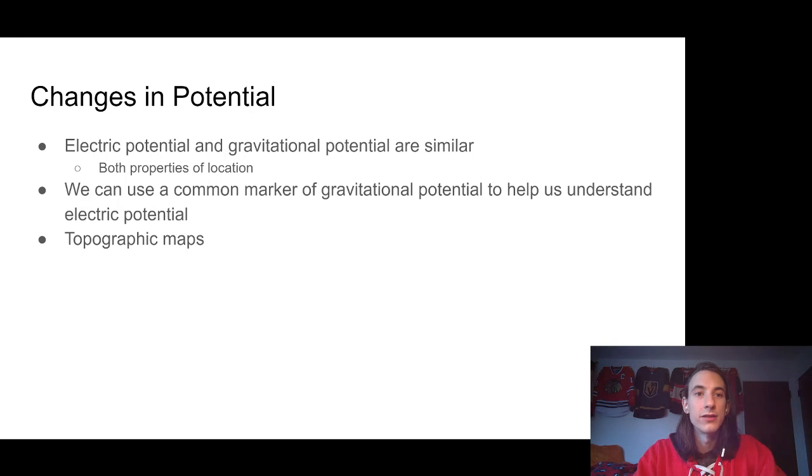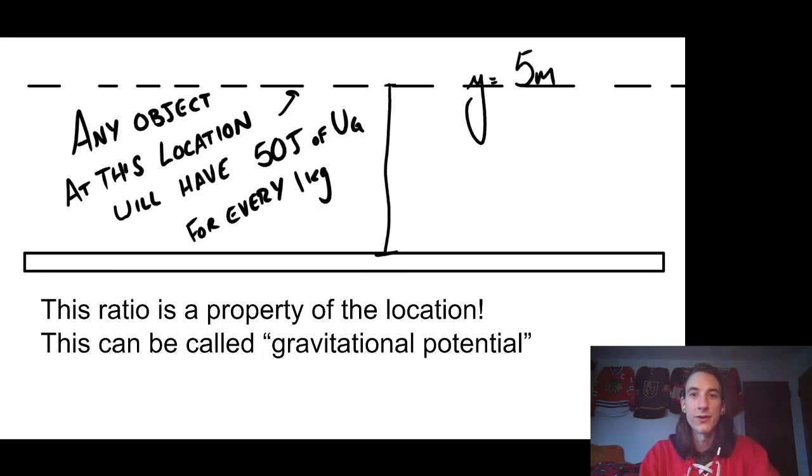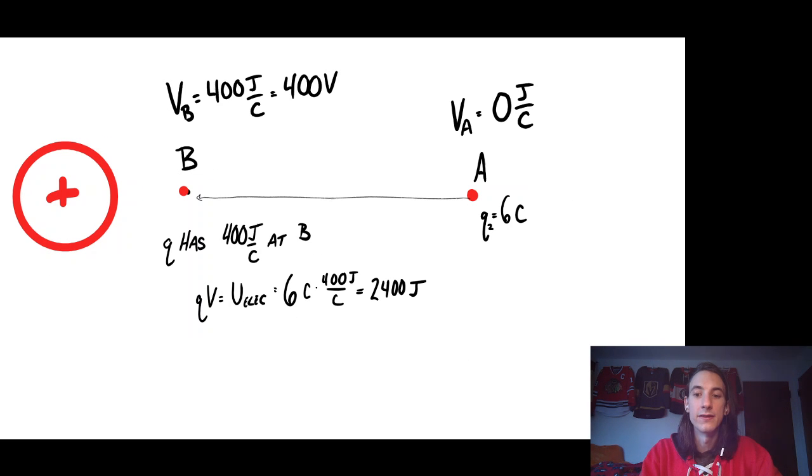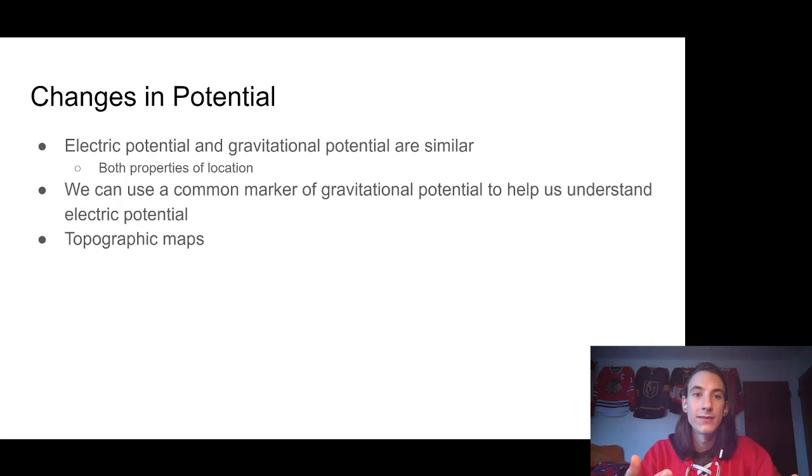So changes in electric potential and gravitational potential are similar to each other because they're both properties of the location. Just like we did way back here, we said, okay, well this height, we can say this 5 meters is a potential of 50 joules per kilogram. Just like here, we can say, oh, point B is 400 joules per coulomb. So it's a property of the location. And we can use a common marker of gravitational potential to help us understand electric potential. And that idea is topographic maps.